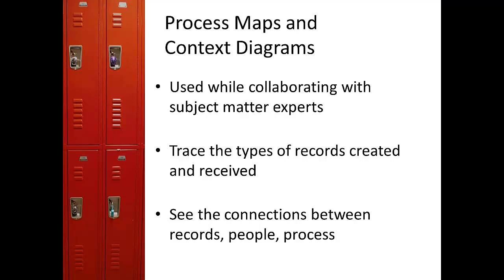Process maps and context diagrams are another helpful way to identify records and understand how the information supports your business. These make great collaboration tools when you're talking with subject matter experts. If your agency's done work in Lean Six Sigma or other types of process improvement, you may already have access to diagrams like these.